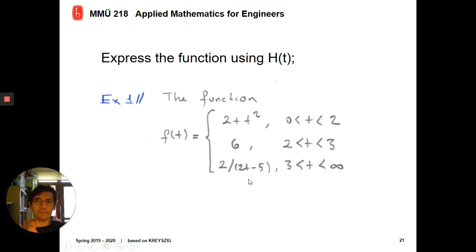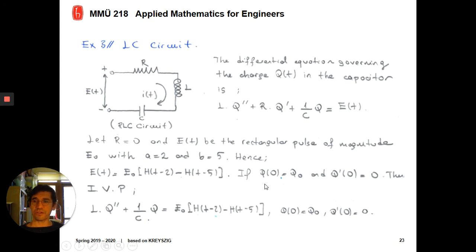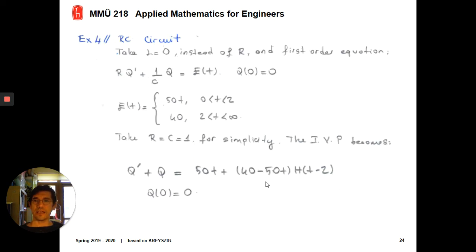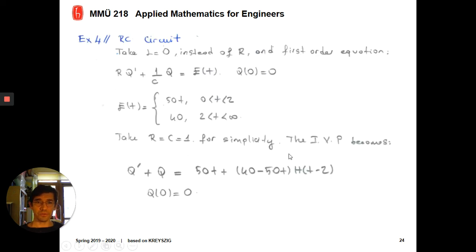For example, a kind of a step function that looks a little bit different than what we have been seeing until now, or a ramp function. Okay, have a look at this, how it works. You should make yourself acquainted with that because you will see ramp functions in your control classes. An LC circuit, an example for that, an example for an RC circuit, how you can use all these unit step functions there in initial value problems. Okay, you can look at those on your own.